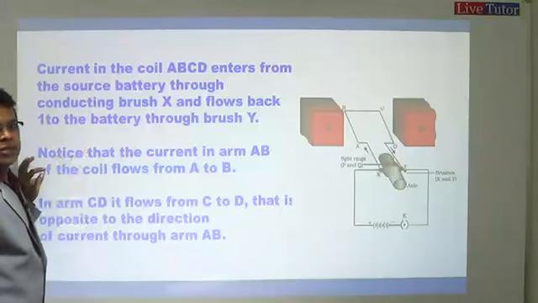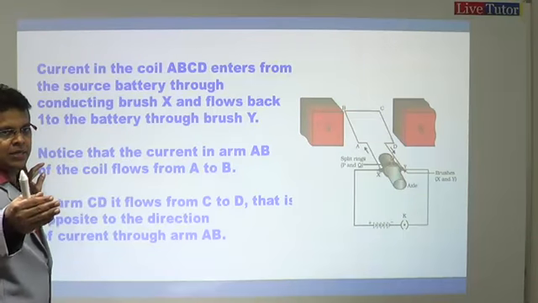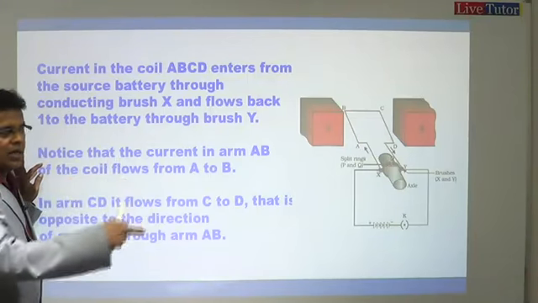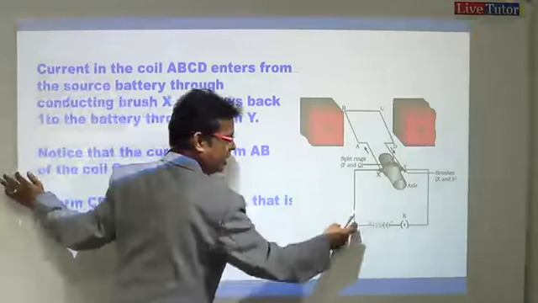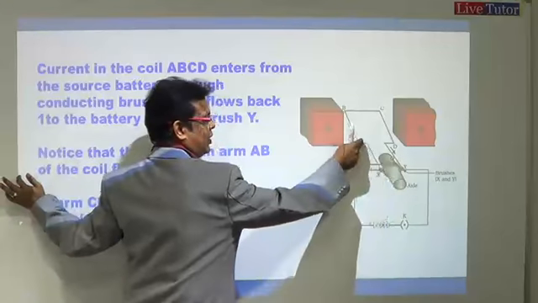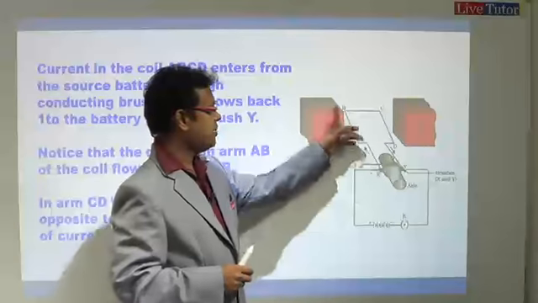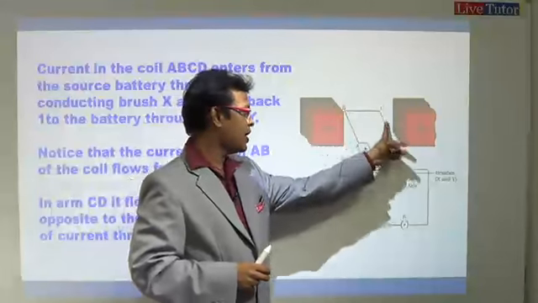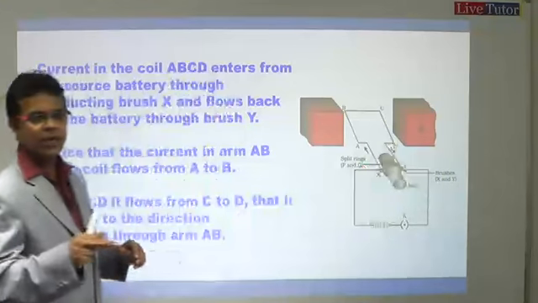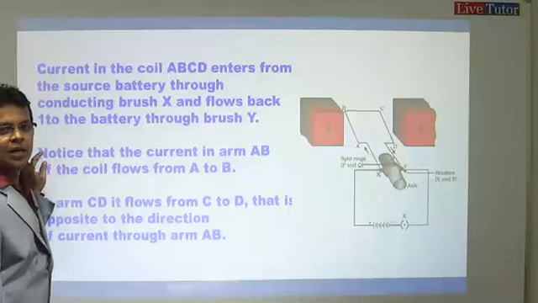It enters the coil ABCD from the source battery through the conducting brushes. I said carbon brushes, X and Y. Here, when the current is switched on, it will start flowing through this X carbon brush. So from here it will go. Here you can see the current will enter through this AB, and after flowing here, it will come down. That means the direction of current will be reversed. You have to remember. That is why the shape of the coil is kept in a rectangular form.